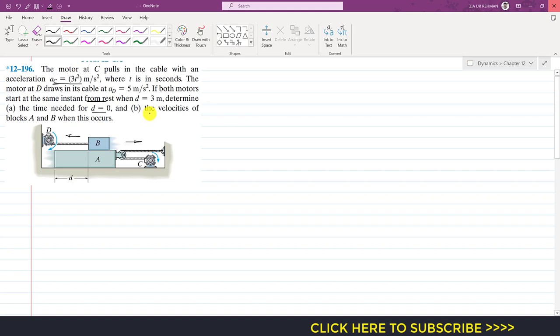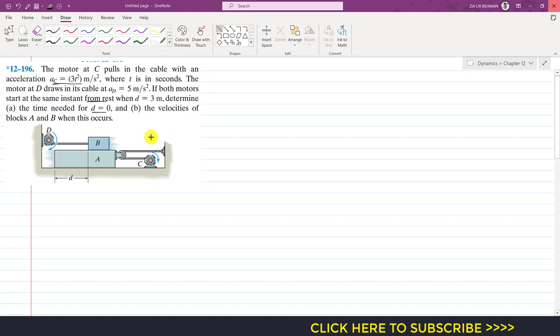And in the second part of this problem, we have to find the velocities of block A and B when this occurs, right? So we have to find the velocities of block A and block B when d is equal to 0. Now for this problem, we have to define our datum lines, our reference lines, right? So let's say that the center of both the motors are our datum lines.